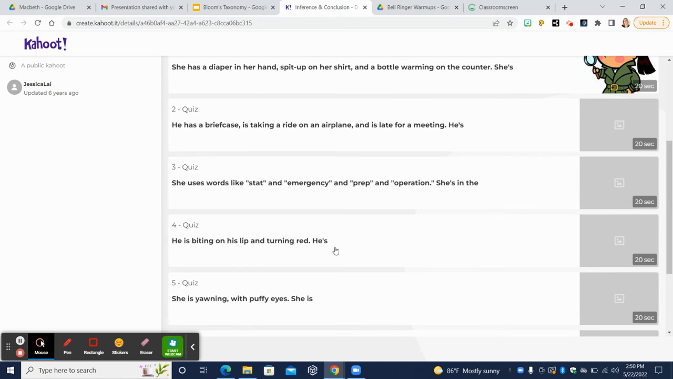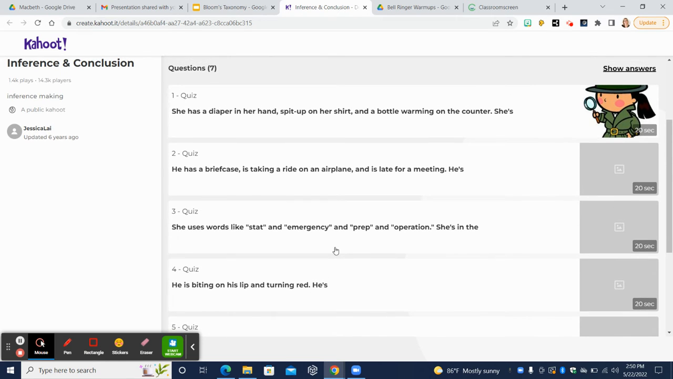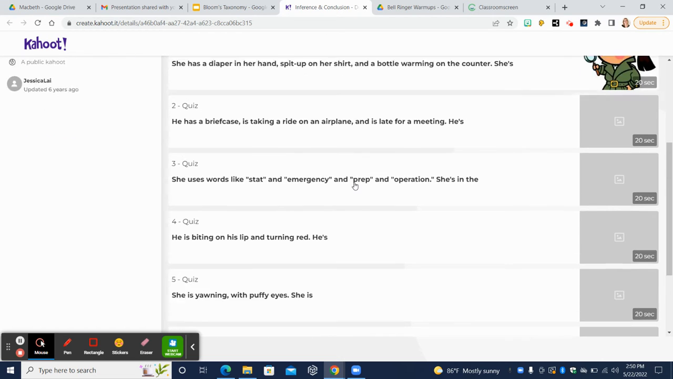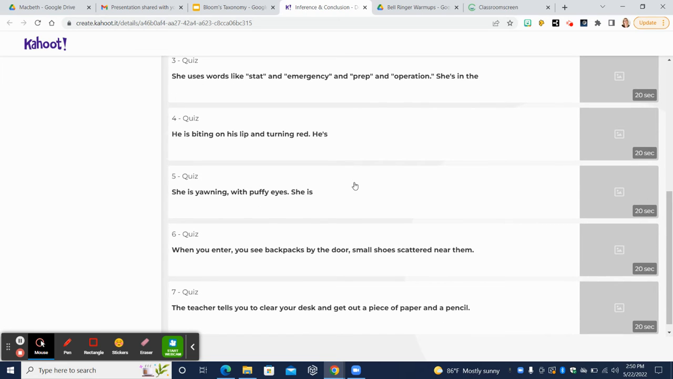It's requiring the person to make an inference based on the clues that are provided. So she has a diaper in her hand, spit up on her shirt, and a bottle warming on the counter. She is a mother, probably, is what they would come up with. And so all of the examples are like that. She is yawning with puffy eyes. She is tired, is what the students would say.